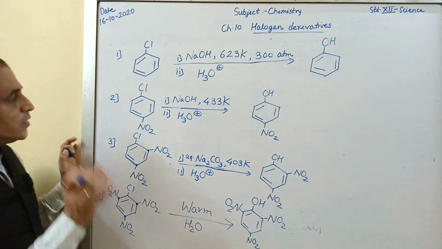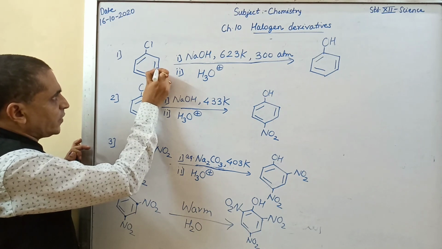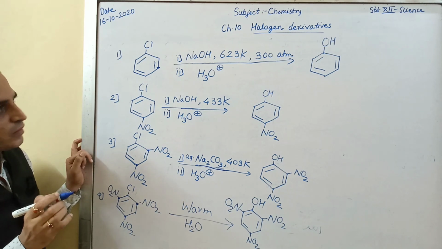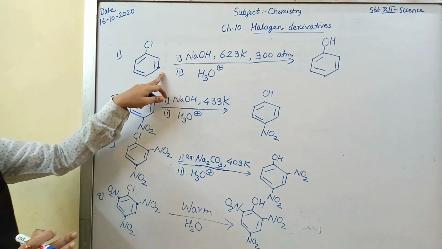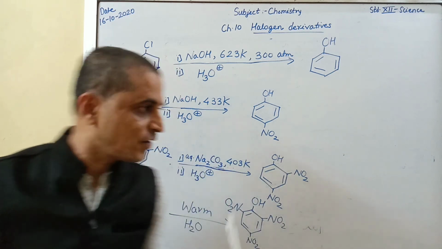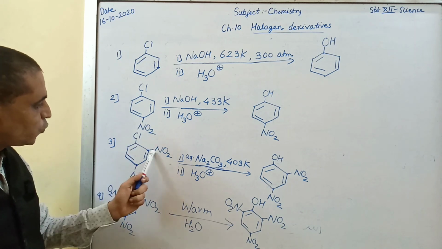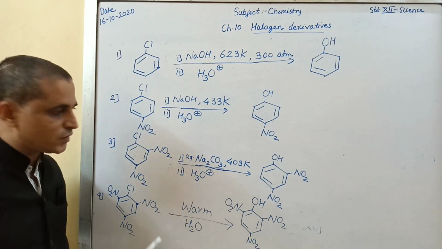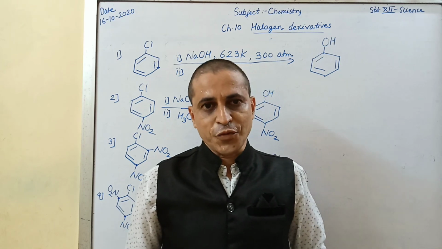Remember that if an electron withdrawing group is attached at the meta position, then it will not affect the reaction. It will not carry out nucleophilic substitution. So remember, the electron withdrawing group must always be attached at ortho or para positions. If the number of NO2 groups, the number of electron withdrawing groups, increases, then we require very weak conditions for nucleophilic substitution reactions.